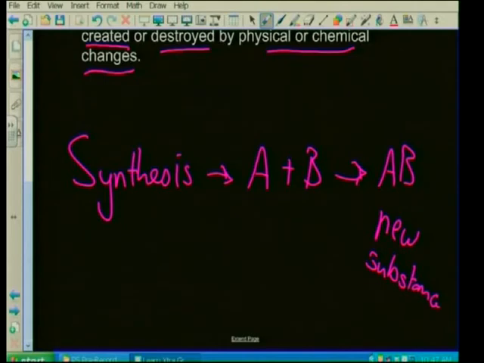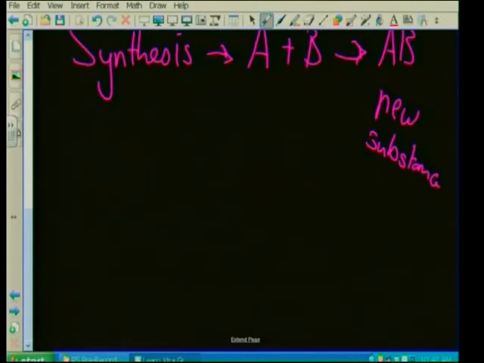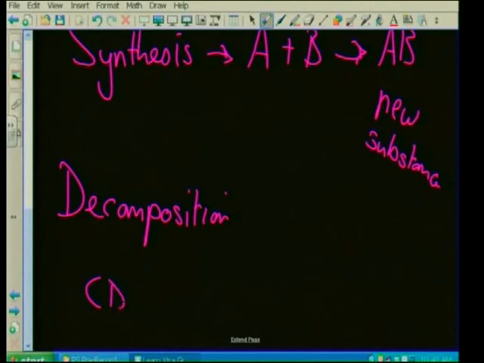Now, the reverse of that process is decomposition. So we could start with one substance as the reactant. So we'd start with, let's say, CD, and we break it apart by heating or any other processes, usually heating, and we make C plus D. That's decomposition. So what do you need to recognize?